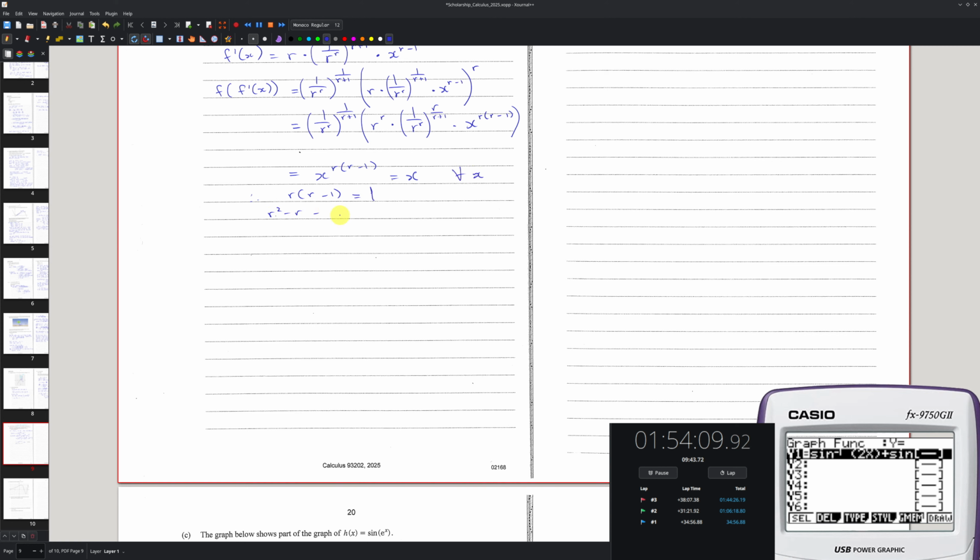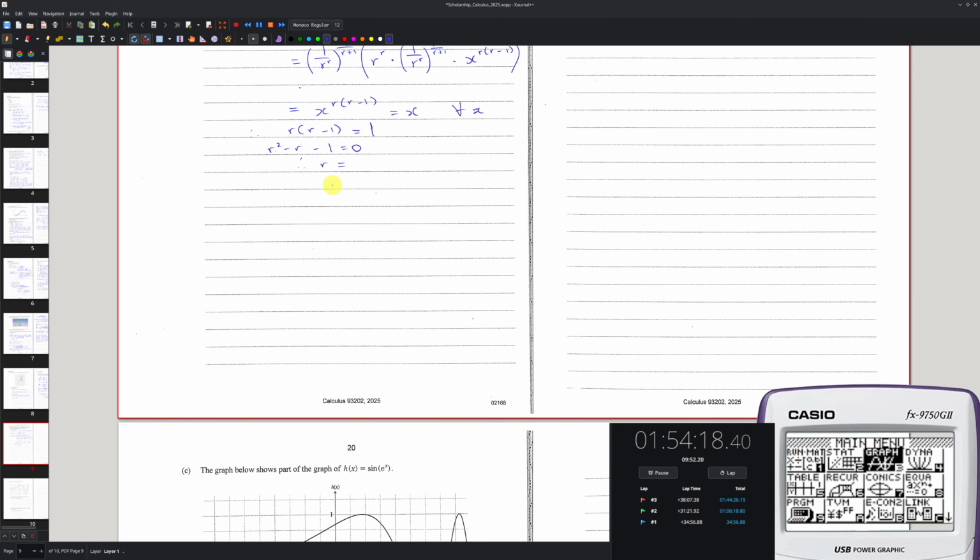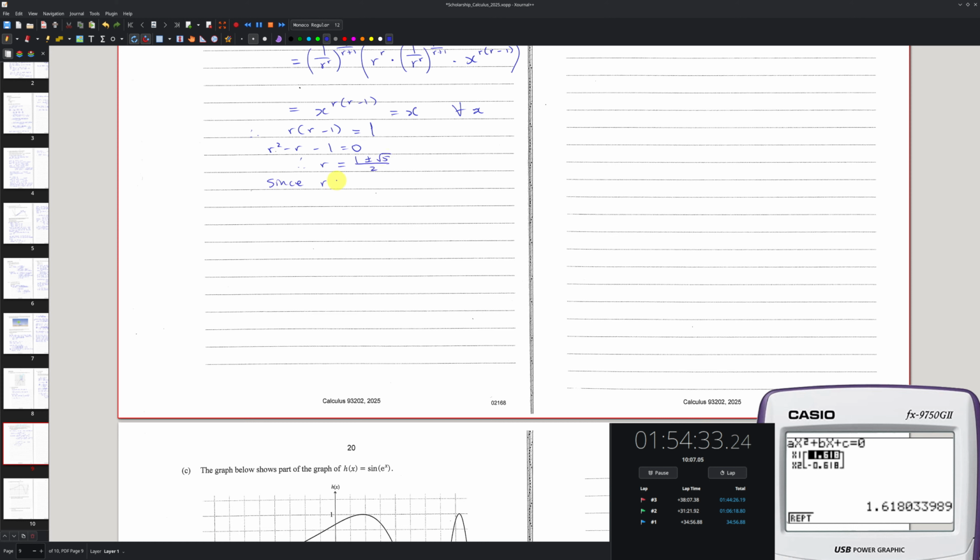R squared minus r minus 1 equals 0. Therefore, r is, it's a golden ratio, right? R is equal to 1 plus or minus root 5 on 2. Let me just double check that. Yep. 1 plus or minus root 5 on 2. Since r greater than 0, r equals 1 plus root 5 on 2. Nice.